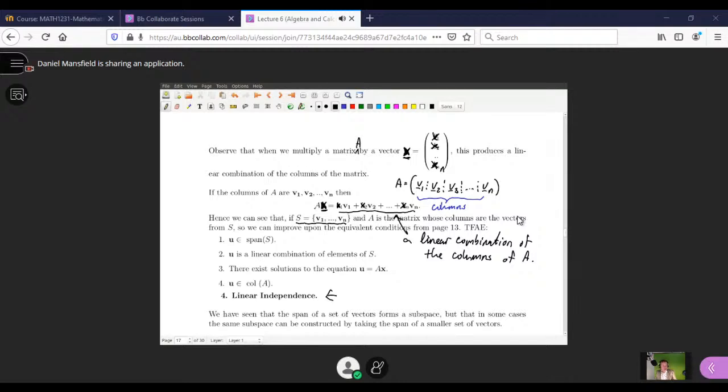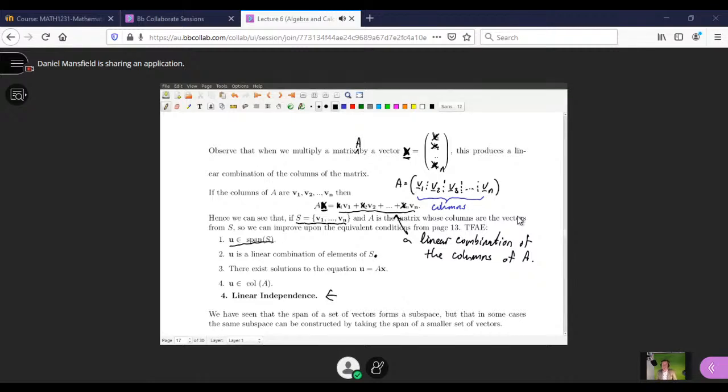So we can now add to our list of things. We talked about spans, and we generally want to know, you have a set of vectors in your hand, and it's a good place to wrap up the lecture. We started off two lectures ago having a set of vectors in your hand called S, and we asked questions about whether or not U was in the span of S. And that literally means U is a linear combination of the elements of S.